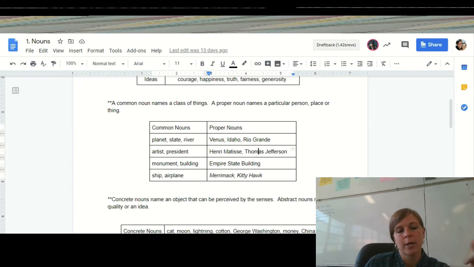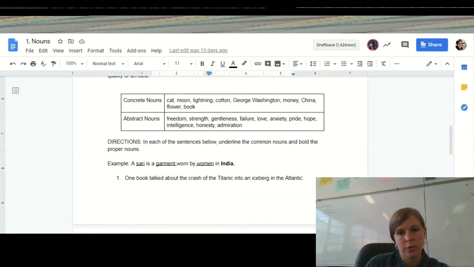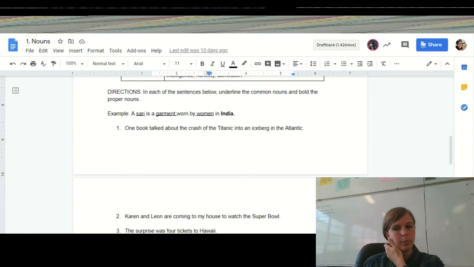All right, so I'm going to go ahead and jump to the first exercise you guys are going to do because it deals with common and proper nouns. The directions say in each of the sentences below, underline the common nouns and bold the proper nouns. Now for my in-person students, I have you guys circling the proper nouns. Virtual kids, you can keep it with the bold because you guys will be editing this via Google Docs. So for example, a sari is a garment worn by women in India. The common nouns you underline are sari, garment, and women. The one proper noun, which you can tell because it is capitalized, would be India.